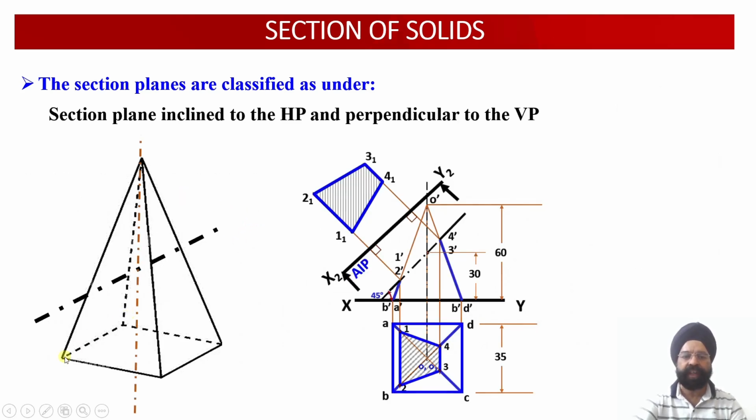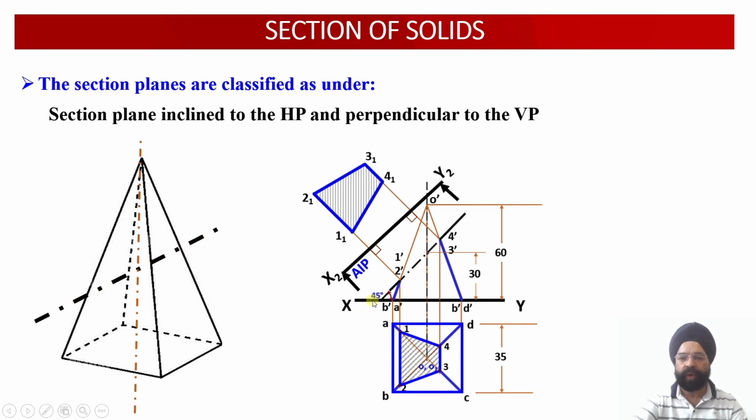So we have got a square pyramid. Just see, this is a square pyramid which has been cut by a cutting plane passing through all the four slant generators over there. These are all four slant generators. So all the four generators are being cut by this cutting plane. So this cutting plane is inclined at an angle of theta with respect to the horizontal plane, while this cutting plane is perpendicular to the vertical plane.